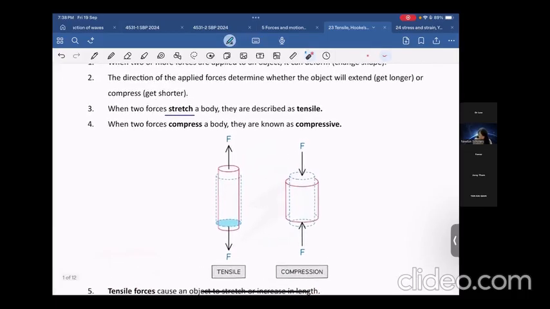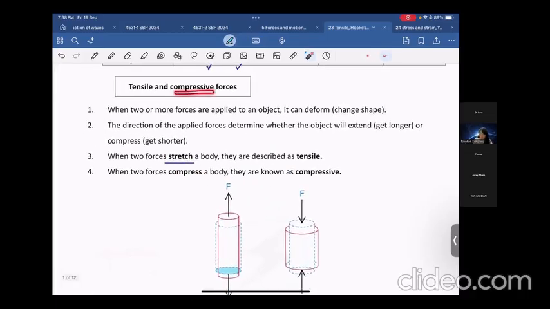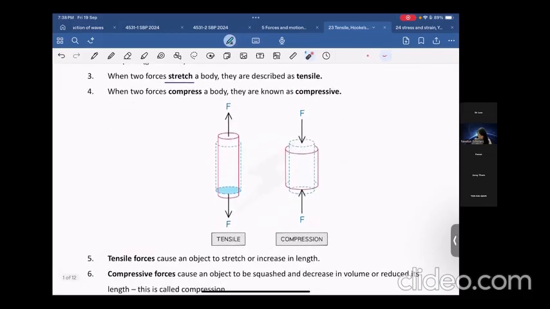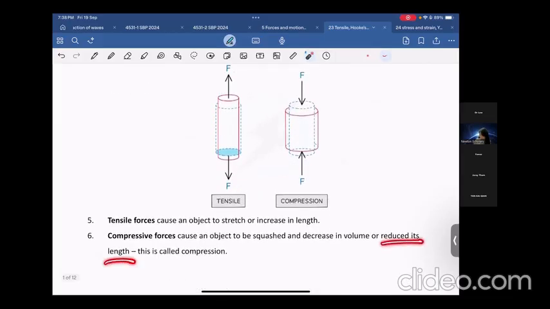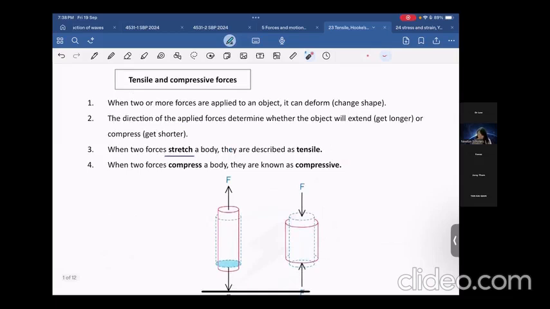Then when we compress, another force is called compressive force. When you compress, this force is called compressive. When we compress it, we are decreasing the length. So tensile increases the length. We need to understand these two terms. The direction of the force that we apply determines whether the object will extend, get longer. If longer, that is tensile force. If it gets shorter, that is compressive force. This is just an introduction.